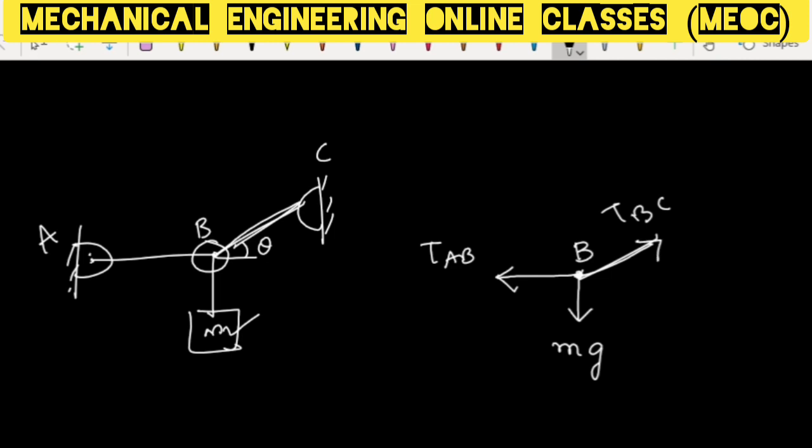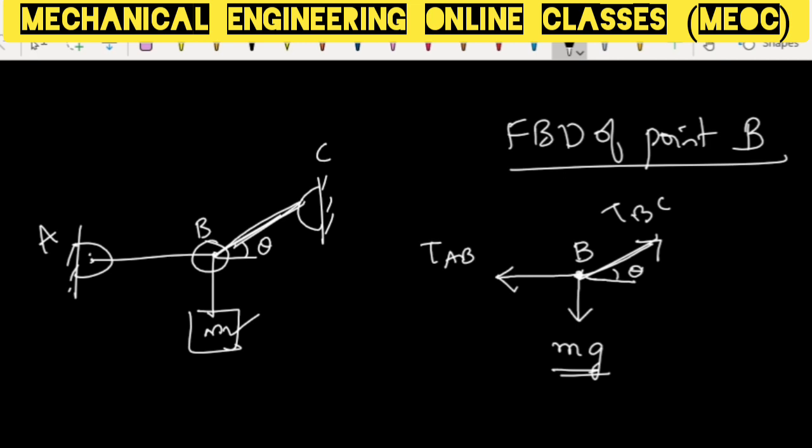So at point B, these are the three forces acting, and we have to be very careful with how we are drawing the forces. Because BC is making angle theta with respect to horizontal, our TBC will also be at the same angle theta with respect to horizontal. Because it is mass M, the weight force will always be vertically downward, and this TAB is exactly parallel to the AB thread. So this is the FBD of point B, where this is the actual system.